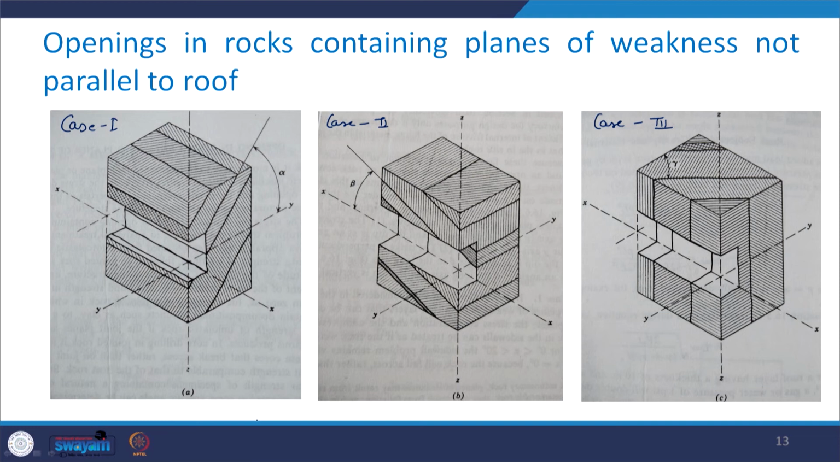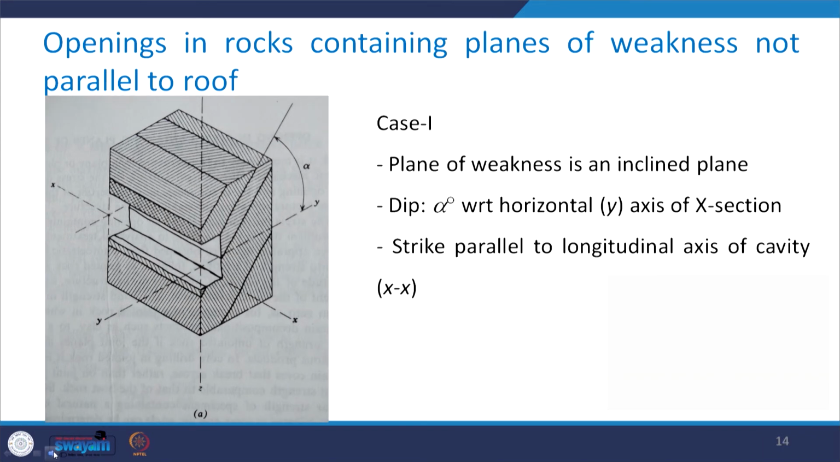As I explained, in case 1 the dip is alpha degree, in case 2 it was beta, and in the third situation the dip is vertical and you have this gamma degree coming into the picture. Let us understand these one by one, with reference to the first case. Again, I have reproduced the same thing, but with the help of the figure. Let us try to understand.